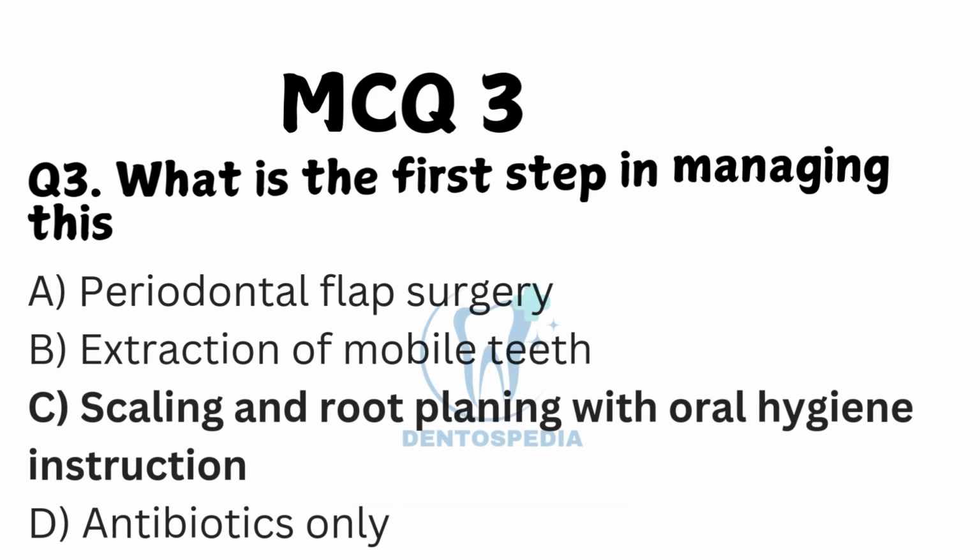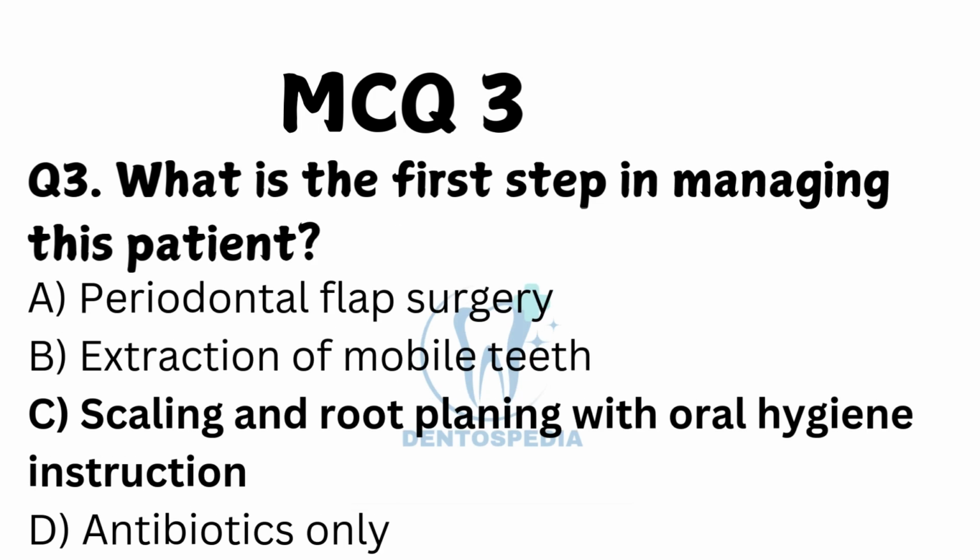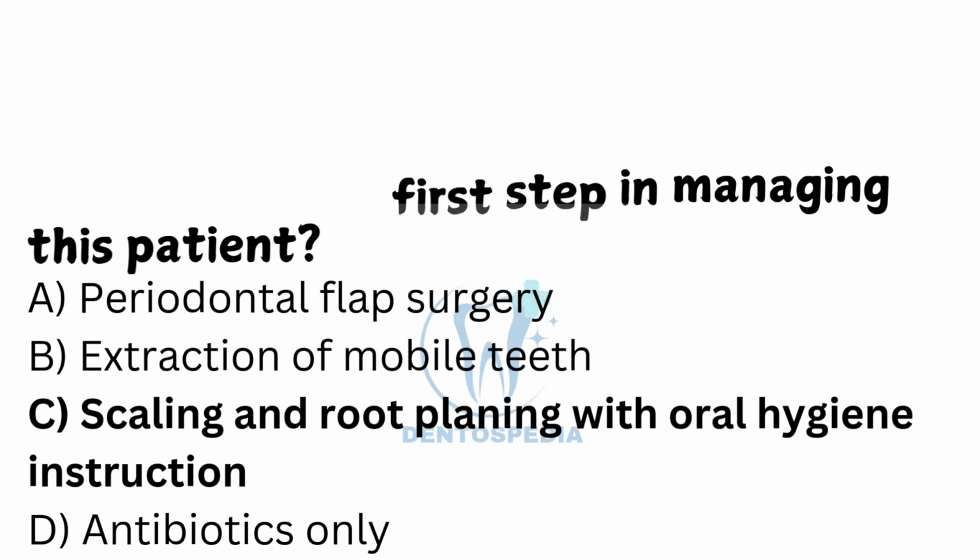The correct answer is C. Scaling and root planing with oral hygiene instruction. This is phase 1 therapy. Reduce bacterial load, control inflammation, and improve patient hygiene before moving to surgery. Why not the others? Flap surgery is only after phase 1. Extractions come later, only if teeth are hopeless. Antibiotics are never the first step, they're just adjuncts.